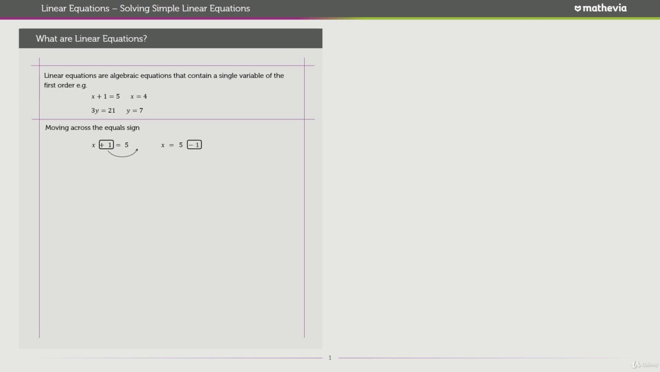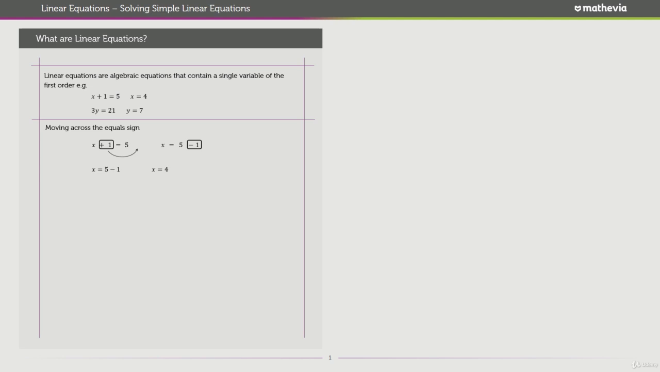Okay, that's the trick. So anytime a number moves across the equal sign, the sign in front of that number changes. So plus 1 becomes minus 1, and minus 1 becomes plus 1. If you had, for example, minus 7, and you moved minus 7 over to the right, it becomes plus 7. So in this case, we had plus 1, and we've moved plus 1 over to the right, and it's become minus 1. Okay, so we have x equals 5 minus 1, and when we solve x equals 5 minus 1, we have x equals 4.